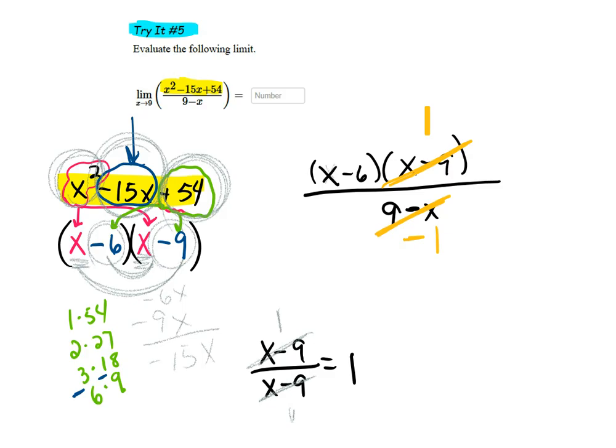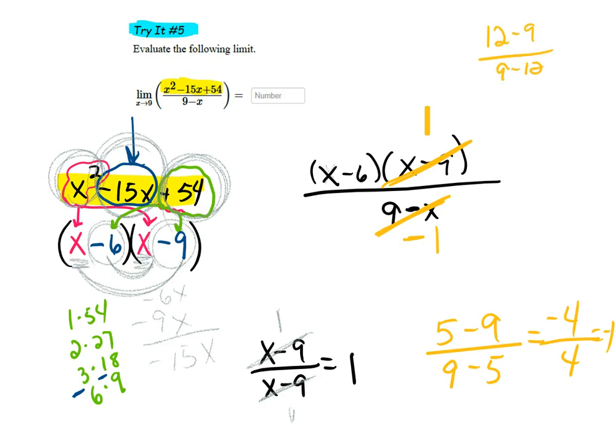Now let me just show this to you. Let's say x was a 5. Instead of x minus 9, if I had 5 minus 9 over 9 minus 5, I get negative 4 over positive 4. That's negative 1. I can use any number. How about x is 12? 12 minus 9 over 9 minus 12. That's a positive 3 over a negative 3, but that's still negative 1. These things always cancel out to be a negative 1.